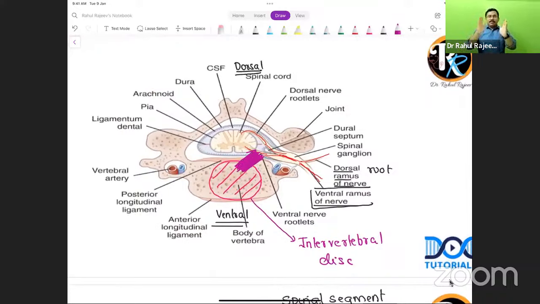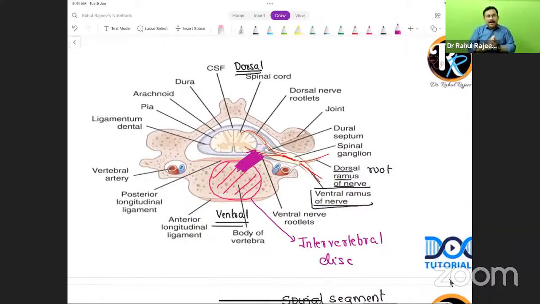So if the most common site was posterior disc bulge, you tell me, if it is a posterior disc bulge, which structure will be compressed? You tell me, I'm waiting for your answer. If it was a posterior disc bulge, which structure would have been affected? You tell me. Which structure?